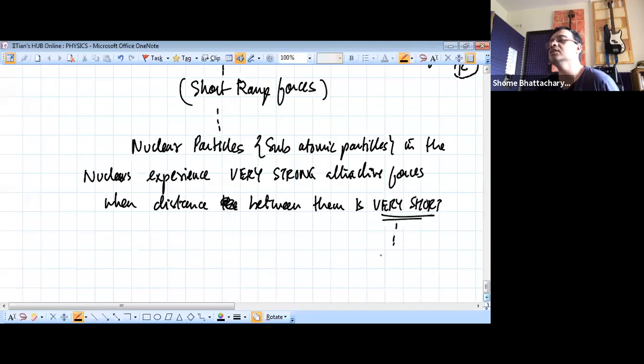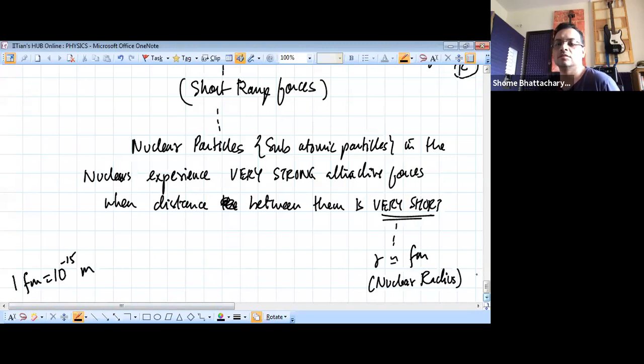So this short distance should be of the order of angstroms, that is the nuclear radius. Sorry, of the order of Fermi, by mistake, not Angstroms. Atomic radius is Angstrom. Fermi: 1 Fermi is 10 raised to minus 15 meters. Yes, nuclear forces are strong forces. Another name for strong force is nuclear forces.